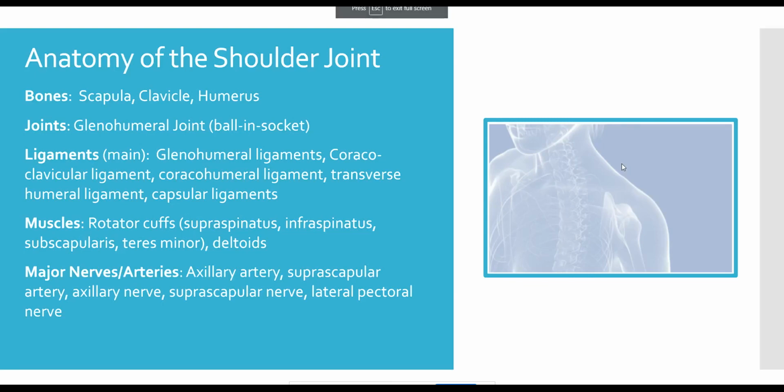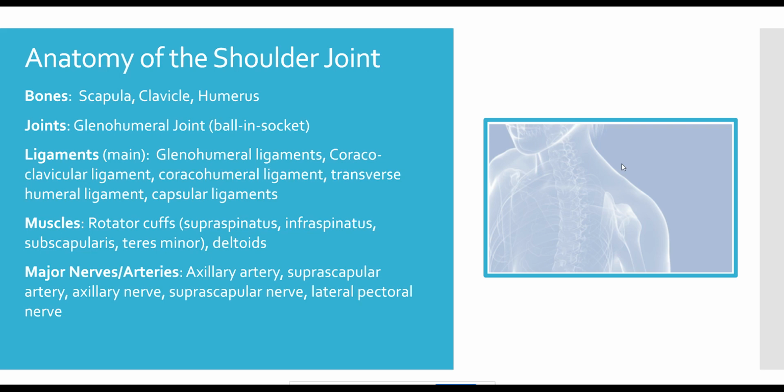First, I'm going to talk about the anatomy of the shoulder joint. The three bones that make up the shoulder are the scapula, clavicle, and humerus, and the main ones that involve the shoulder joint are the scapula and humerus. The shoulder joint is also commonly called the glenohumeral joint, which is a ball and socket joint because it's the joining of the glenoid fossa and the humerus.